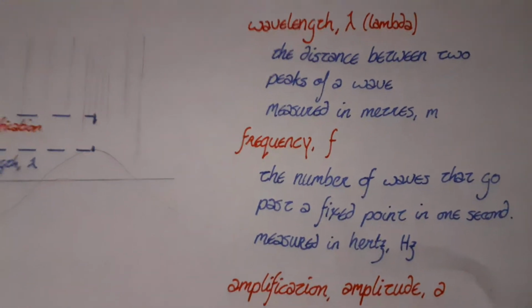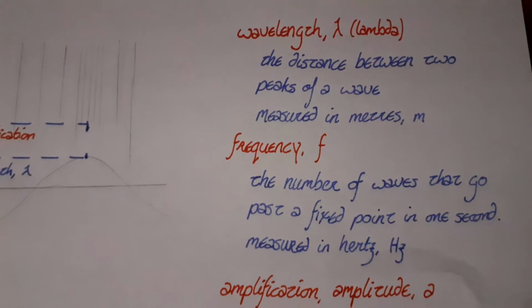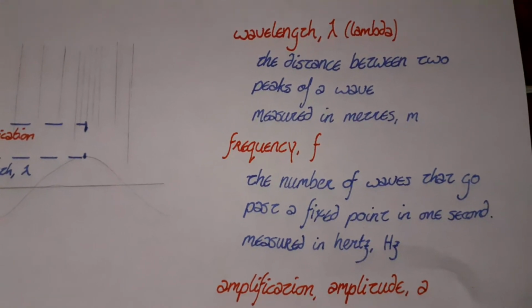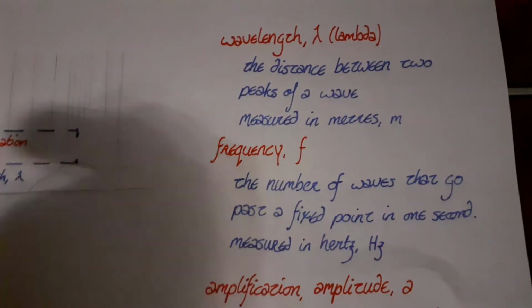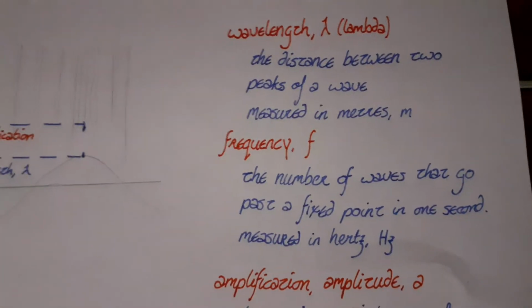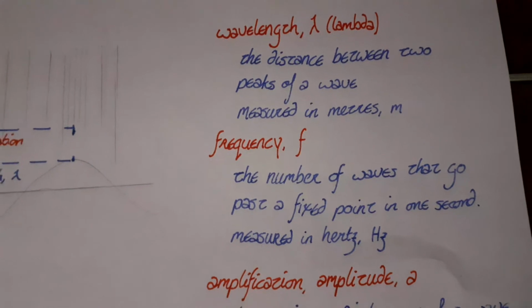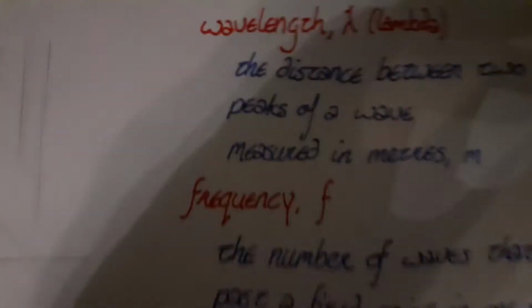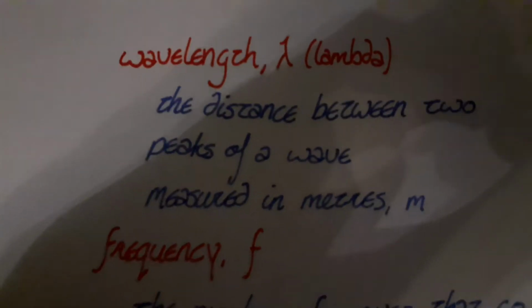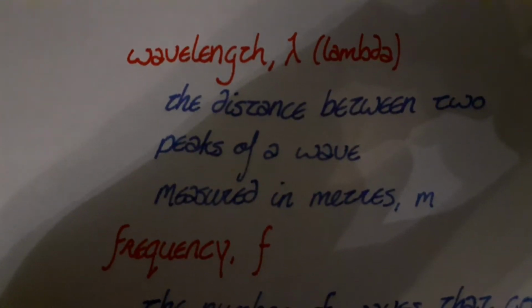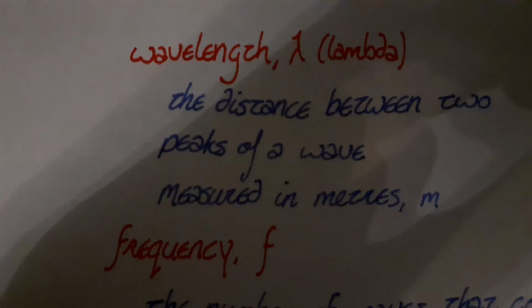Okay, so a wavelength, lambda, is the distance between two peaks of a wave. Okay, and the two peaks should be next to each other, I should say, and it's measured in meters. So your wavelength, lambda, is the distance between two peaks of a wave, and it is measured in meters. You can pause the video to finish writing it.